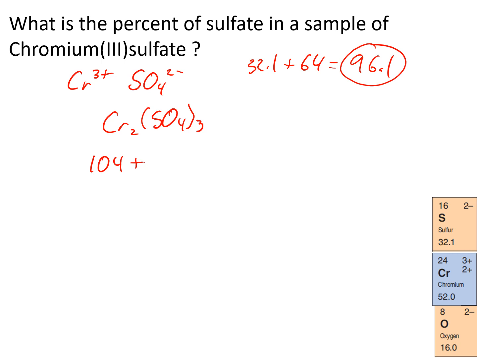Now, there are 3 sulfates. So one sulfate has a molar mass of 96.1. So I need to multiply that by 3 to get the molar mass of sulfate, and that's going to be 288.3.